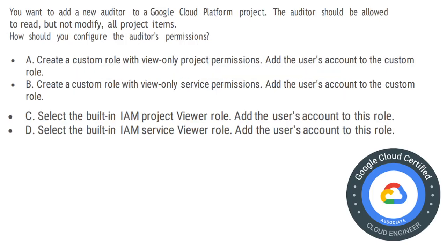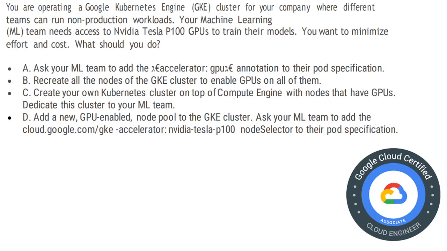Next question is, you want to add a new auditor to a Google Cloud Platform project. The auditor should be allowed to read but not modify all project items. How should you configure the auditor's permission? The answer for this question is option C, that is, select the built-in IAM Project Viewer role and add the user's account to this role.